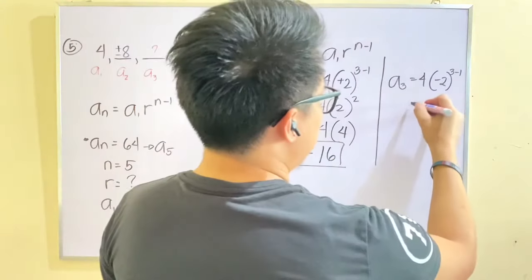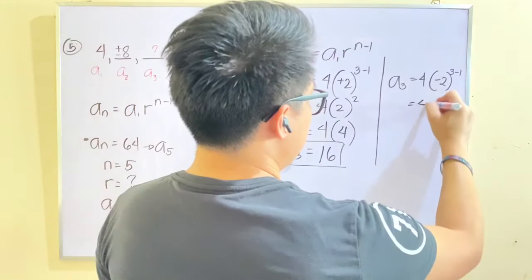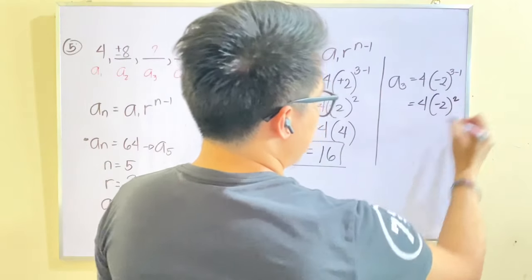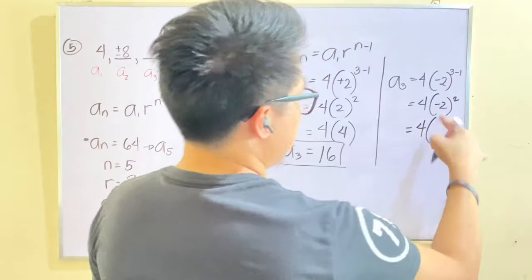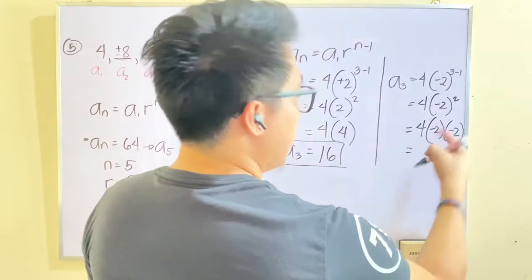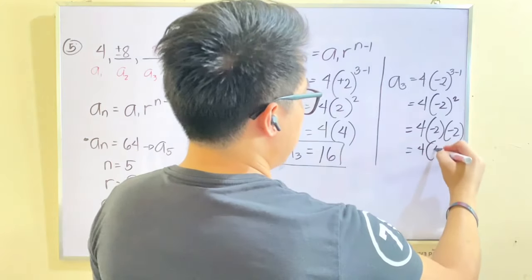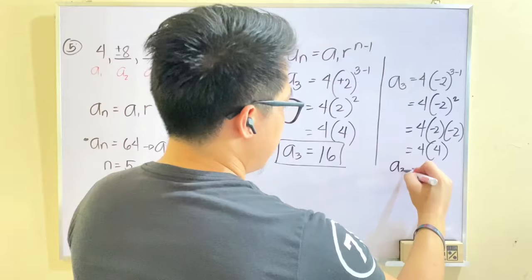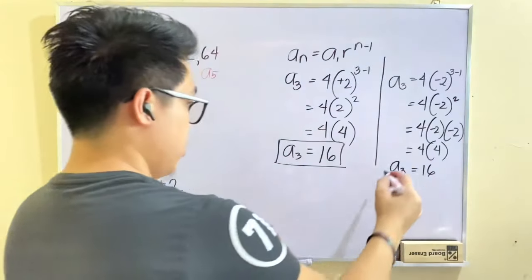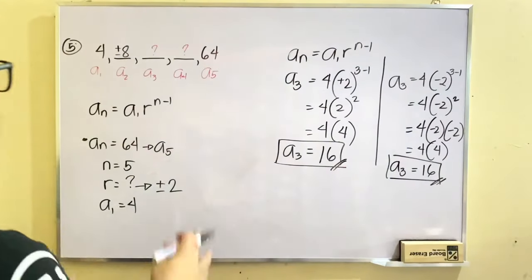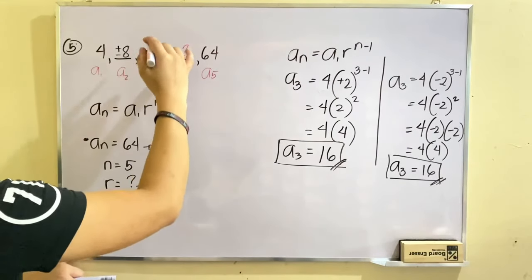Next, paano naman kapag negative 2 yung ratio? 4 times negative 2 raised to 2. So, pwede itong isulat na negative 2 times negative 2. And negative times negative is positive. So, it will be positive 4. Therefore, a sub 3 is 16. So, parehas lang yung nakuha natin value. Therefore, our a sub 3 is 16.